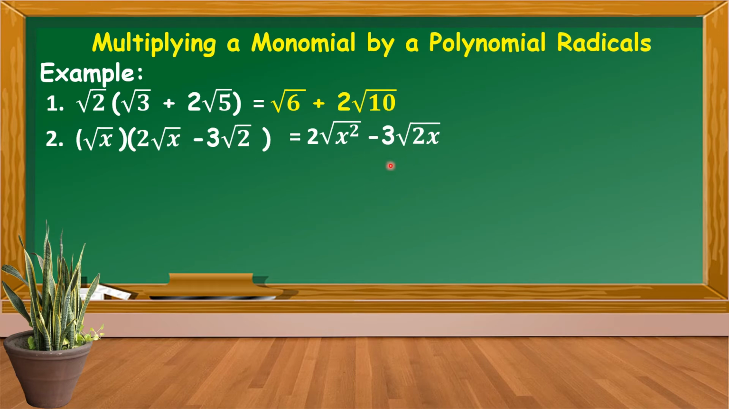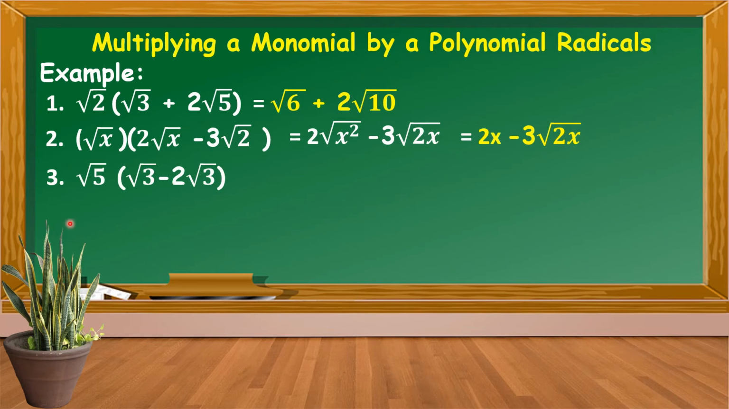This is not yet our final answer because we can simplify the square root of x squared. And that would be x. Bakit naging x na lang? So, again, our index here is 2. Cancel the index, cancel the exponent. And we have here 2x. Then, since 3 square root of 2x, hindi na siya ma-simplify, we will just copy. And this is our final answer.